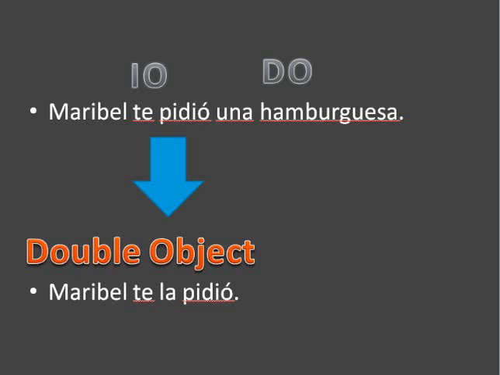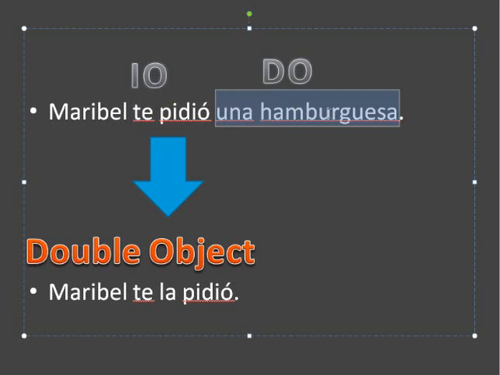Alright, here's one more example. Maribel te pidió una hamburguesa. So Maribel is the subject. Pidió is the verb. The indirect object, remember, indirect object always answers the question to who or for who. So that's te, so for you or to you. And then the direct object is what is actually receiving the action of the verb. So what is actually being requested or asked for is the hamburguesa. So that's the direct object.